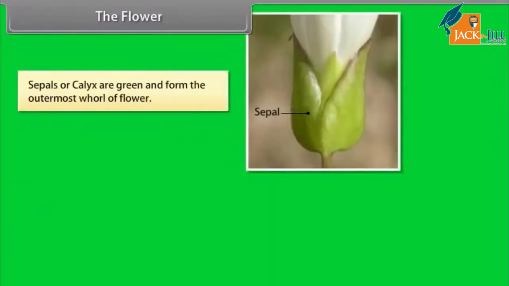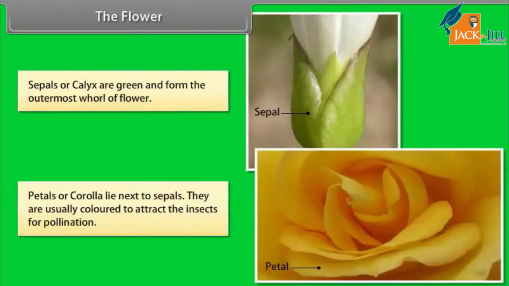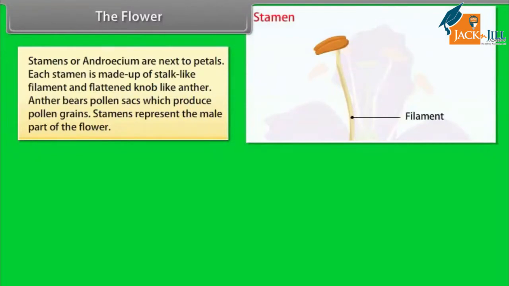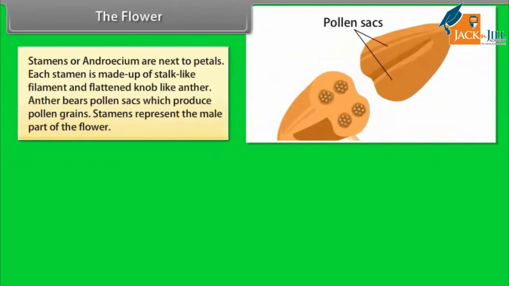Sepals or calyx are green and form the outermost whorl of the flower. Petals or corolla lie next to sepals. They are usually colored to attract insects for pollination. Stamens or androecium are next to petals. Each stamen is made up of a stalk-like filament and a flattened knob-like anther. Anther bears pollen sacs which produce pollen grains. Stamens represent the male part of the flower.